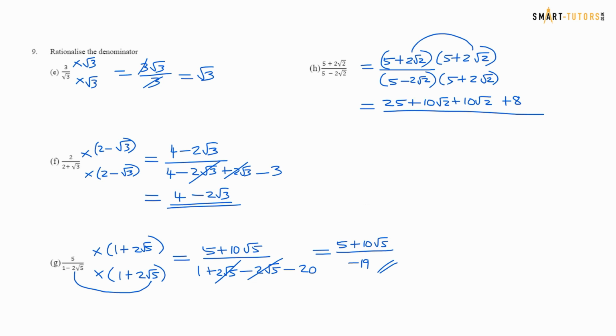So next one, 5 times 5 is 25 plus 10 root 2 minus 10 root 2, and the last one becomes minus, and same thing, 8. So here cancel the bottom one. The top one becomes 25 plus 8 is 33 plus 20 root 2 over 25 take away 8 is 17, and that is the answer for question number 9H.